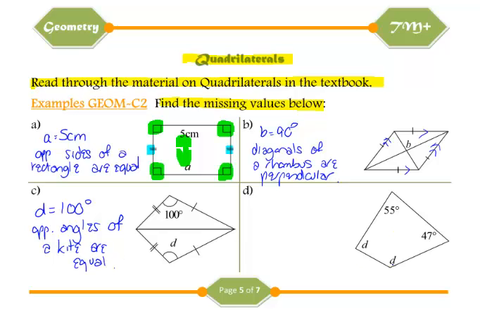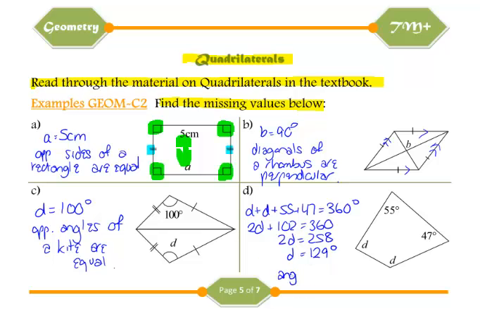Okay. Last one, I just have a quadrilateral here, and the angles in a quadrilateral add up to 360 degrees. So D plus 55 plus 47 has to be 360 degrees. 2D plus 102 has to be 360 degrees. Take 102 from both sides, so 2D equals 258 degrees. Divide both sides by 2, so D has to be 129 degrees. And my reasoning: angles in a quadrilateral add to 360 degrees. Okay.